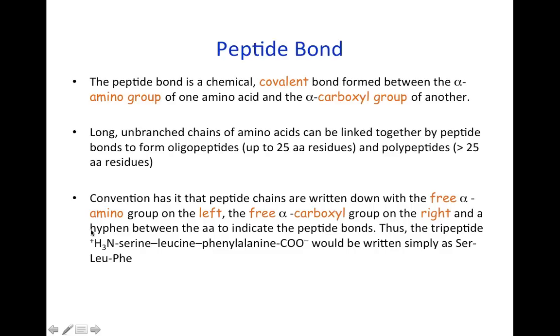Normally we don't put the NH3 plus or the COO minus. We just write the amino acid present, and we use 3 letters. So serine, leucine, phenylalanine.